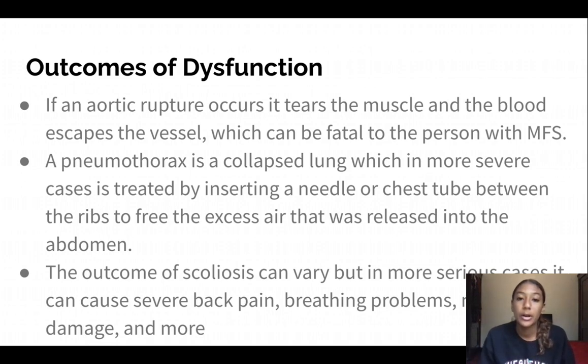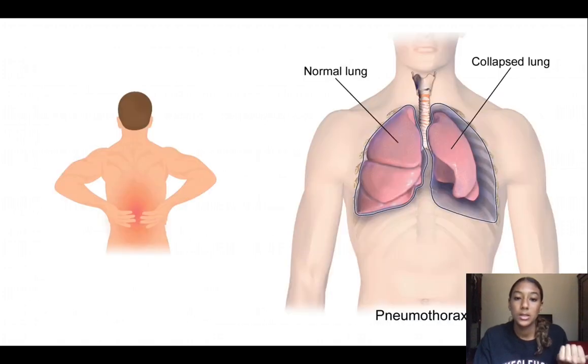And another outcome of one of the symptoms is scoliosis. It can result in severe back pain and breathing problems and others depending on the severity of the symptom. So this is just a picture of somebody with back pain, and then this is what a normal lung looks like versus a collapsed lung with all the air inside of the rib cage.